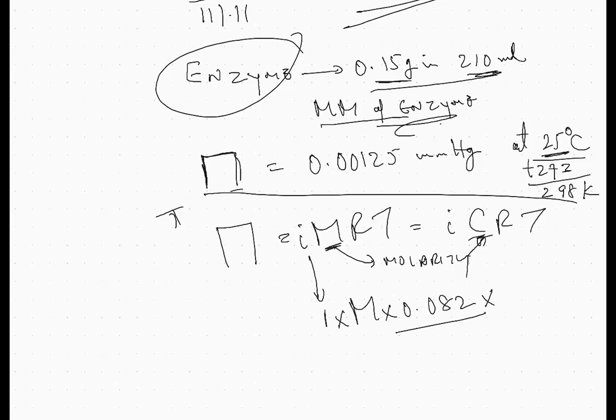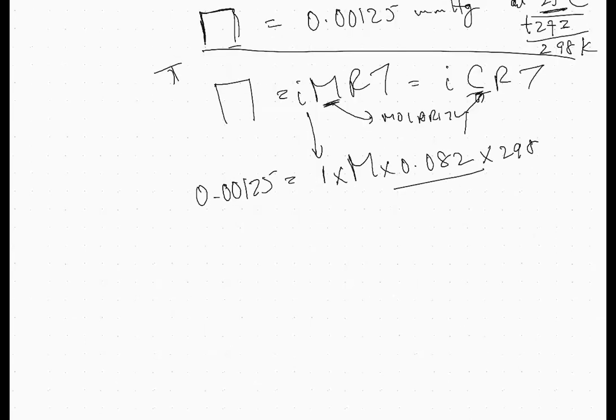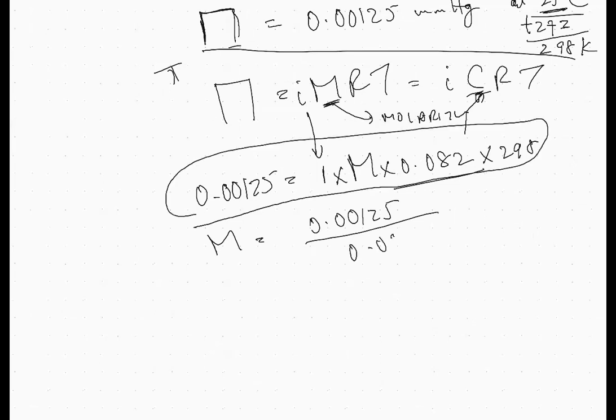On this side I have 0.00125. Now I should be able to find M, the molarity, by rearranging. I get 0.00125 divided by 0.082, divided by 298. Let us see what I get there. I get 5.115 times 10 to the negative 5 in scientific notation.